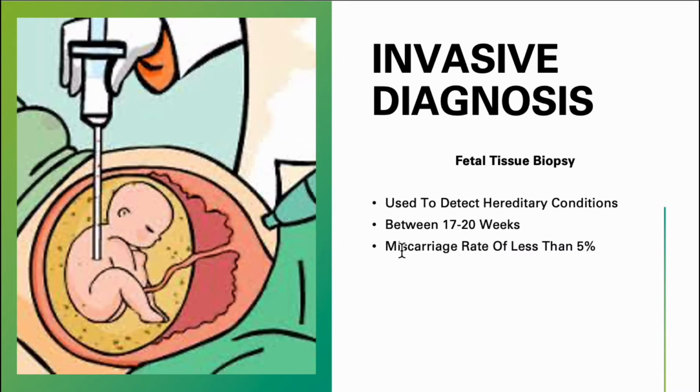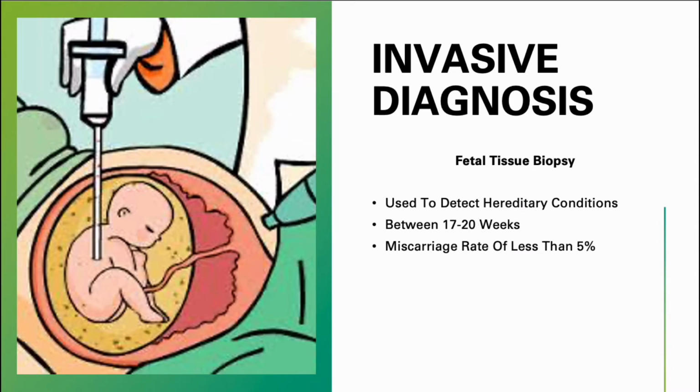So this procedure is used to detect hereditary conditions that can't be identified through the tests that we spoke about earlier, like the amniocentesis or the CVS. You can do this between 17 to 20 weeks of pregnancy, gestation. Gestation means pregnancy, by the way. So between 17 to 20 weeks of gestation, you can end up doing this test.